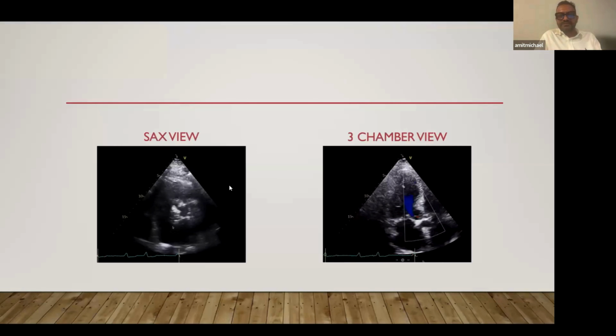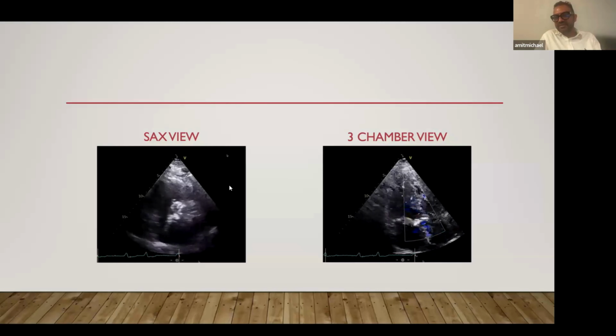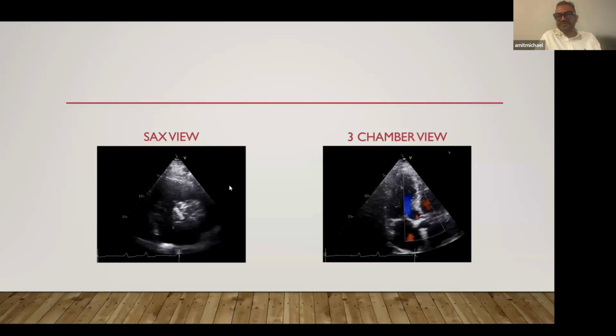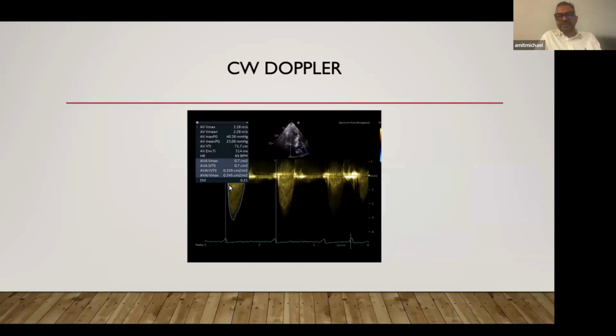Then there's a short axis view of the aortic valve where we can further appreciate the calcified leaflets. And then there's a 3-chamber view where you can again see the aortic valve is quite thickened. There's very minimal regurgitation there. When we do the continuous wave Dopplers across the aortic valve to assess the numbers, you can see that there's a Vmax of 3.1, a mean gradient of 23, a valve area of 0.7, index aortic valve area of 0.3.